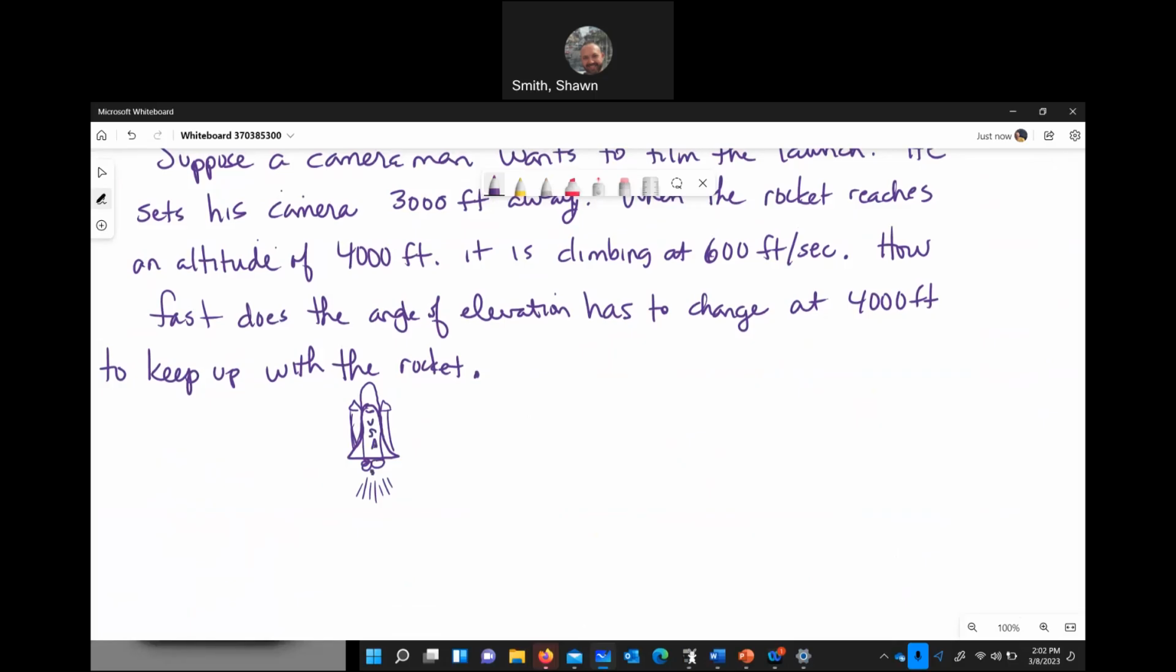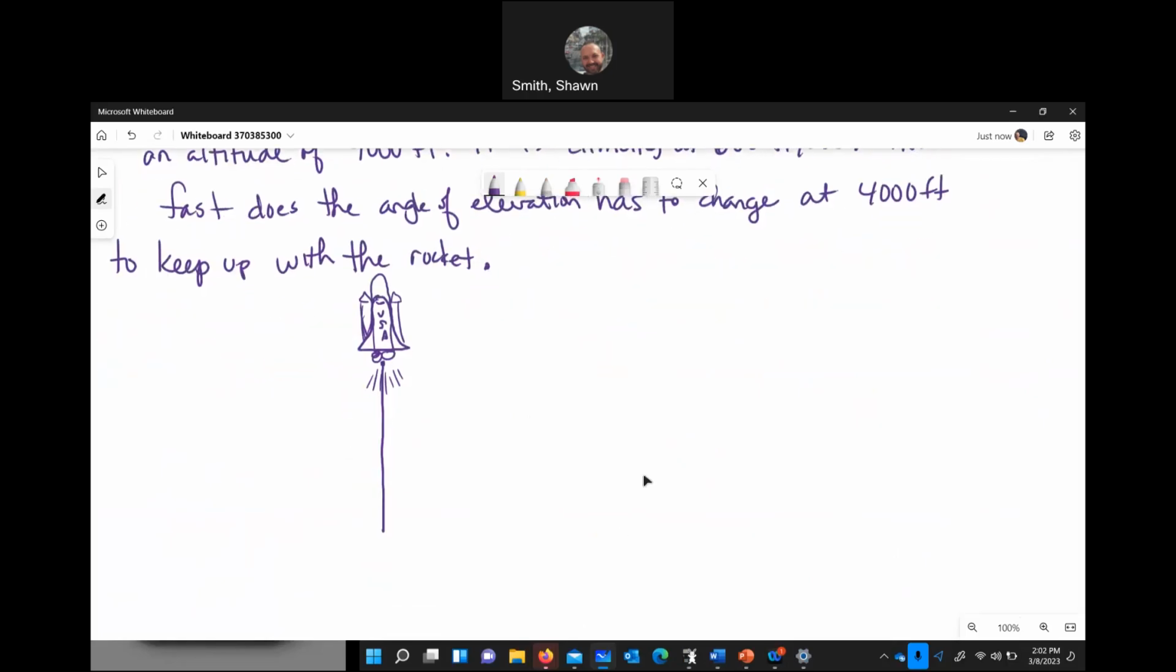All right, so at 4,000 feet right there is its altitude, and we've got a cameraman way over here, right? So he's got his camera, something like that.